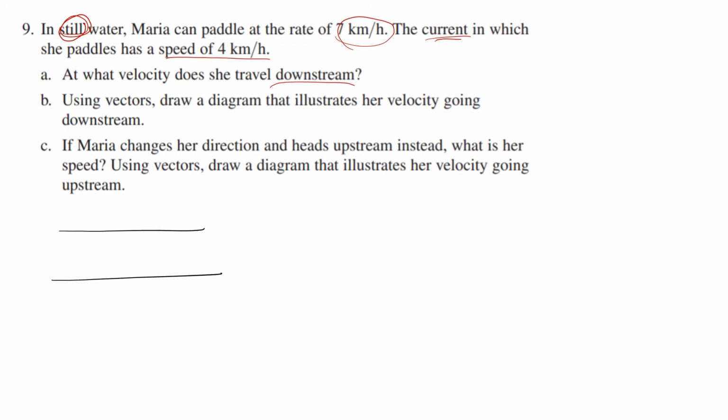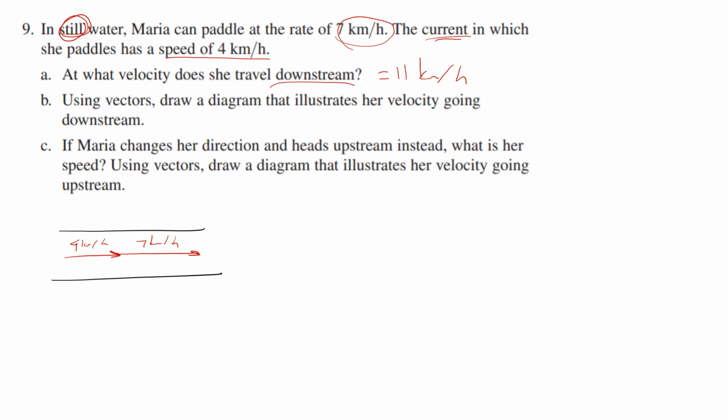So when they say downstream, it means with the current. So if the current goes this way, right? So I'll just draw it. So if this is my current and it's 4 kilometers per hour, and she goes downstream with 7 kilometers per hour, so it's added together. If they say what velocity, then that's 11 kilometers per hour. So using the vectors, draw a diagram that illustrates her velocity going downstream, which we did over here. So it's on top of each other.